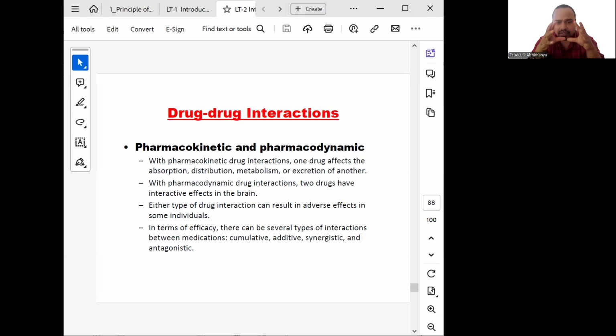So overall, drug-drug interaction is a very complex but crucial aspect of pharmacology. While some interactions can be beneficial, many can lead to different side effects or adverse effects, and it can reduce the drug efficacy. That's why it is very important to know about potential drug-drug interaction and also food-drug interaction.